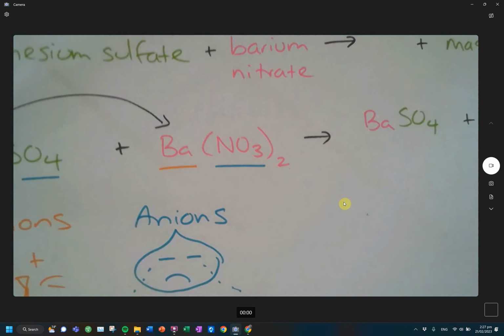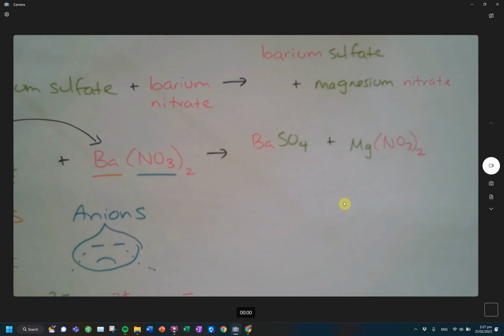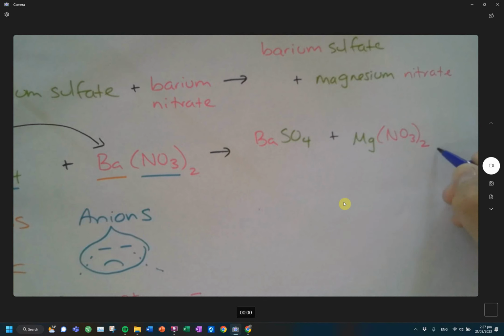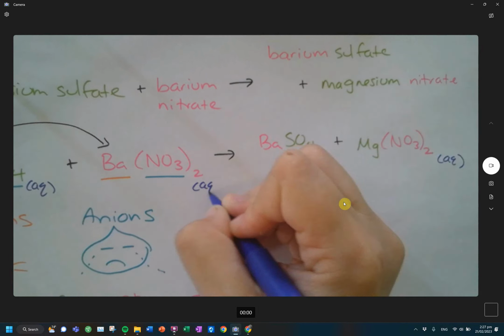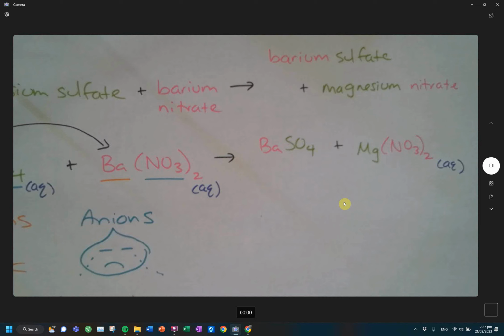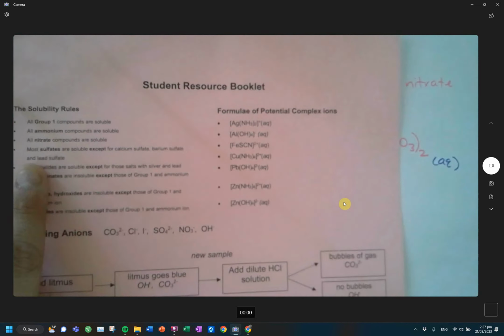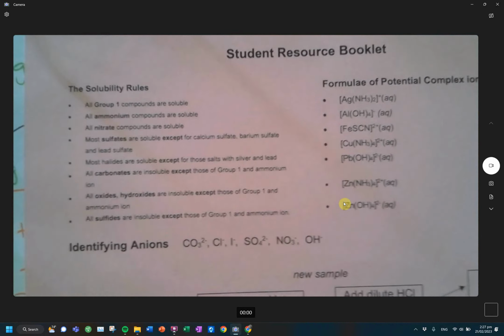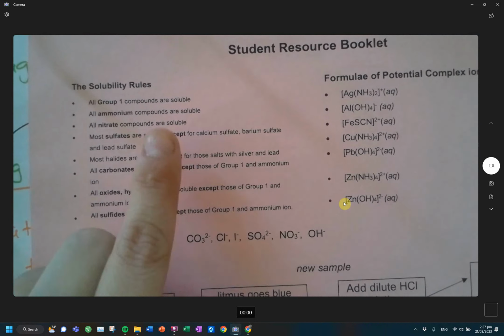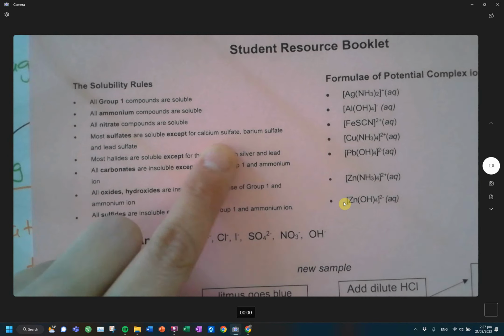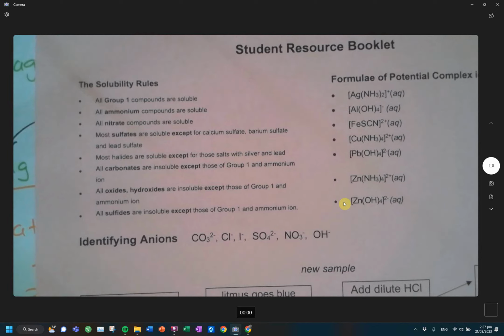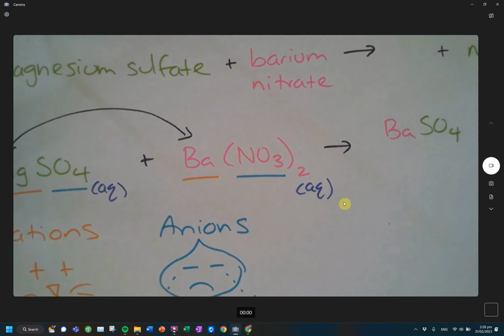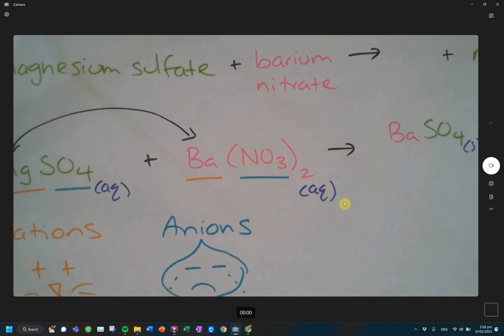So that tells me this magnesium nitrate is going to be soluble. We can write an AQ next to it because AQ tells us aqueous. It is dissolved. We good? Okay. So keep looking at my list. Sulfates was something else we talked about, and it says all sulfates are soluble. But there's an exception, and that exception includes calcium sulfate, barium sulfate, and lead sulfate. I have barium sulfate, so this would be my solid, and that would be my precipitate.